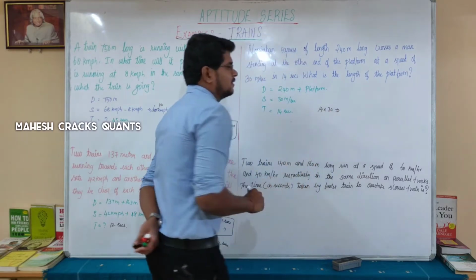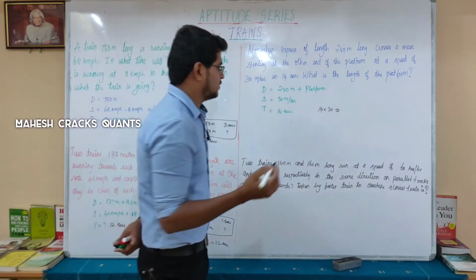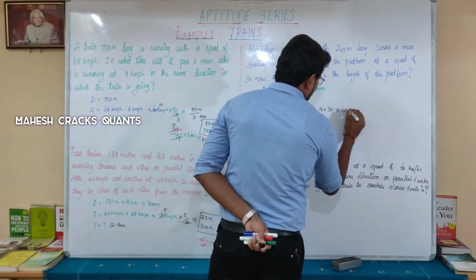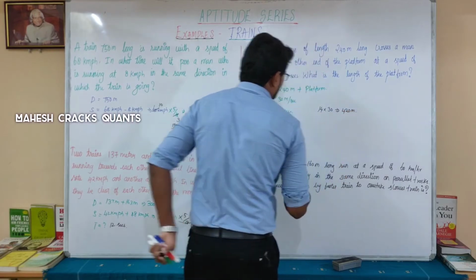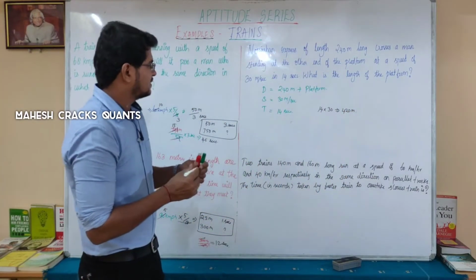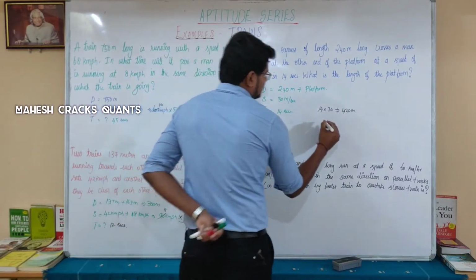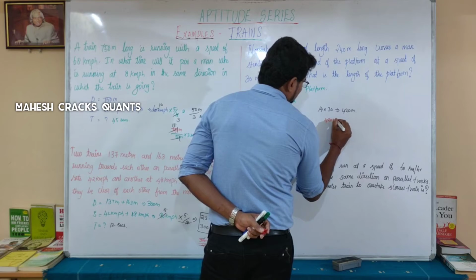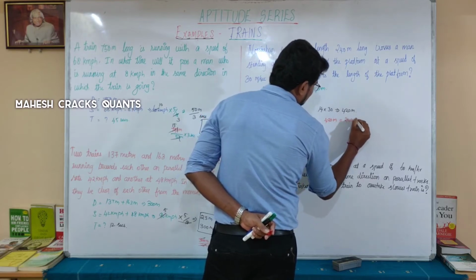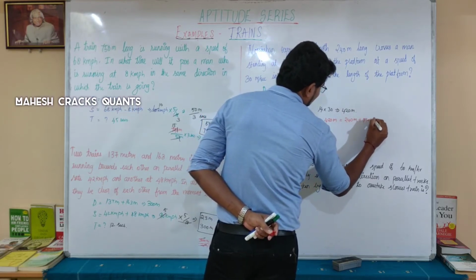It is equal to 30 times 14. 3 times 14 is 42. So 420 meters. So the distance is 420 meters. Here the distance is 420 meters, so instead of d we are going to substitute 420 meters. 420 meters is equal to 240 meters plus platform length.